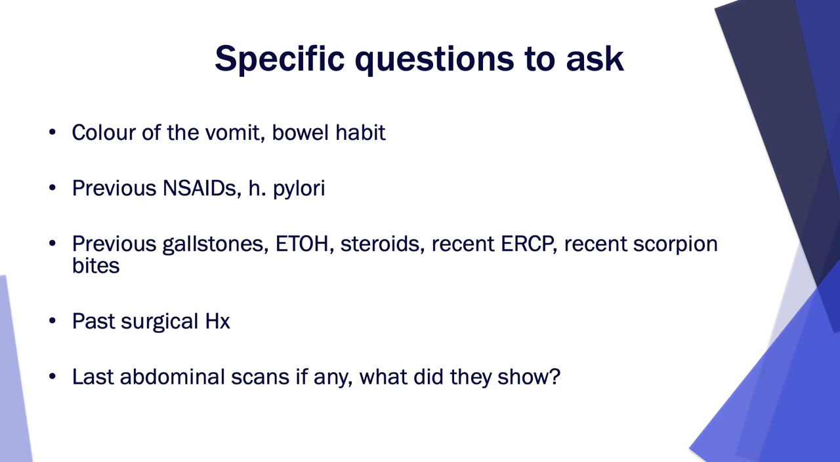Then we need to make sure we ask about past surgical history. If a patient has had previous surgery, they're more likely to have adhesions, and this can lead to small bowel obstruction. Finally, have they ever had any CT scans previously? How long ago were they, and did they show anything of interest?